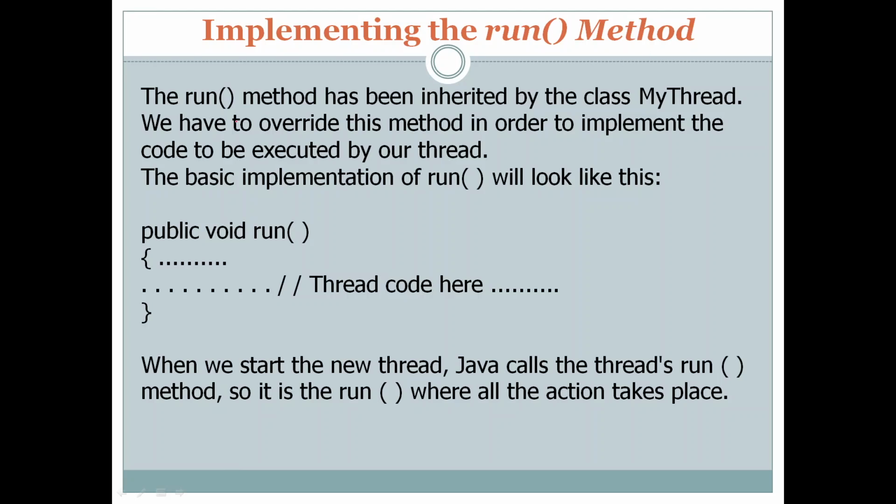Implementing the run method. The run method has been inherited by class MyThread. In the last example, we have to override this method in order to implement the code to be executed by our thread. To include the code in a thread, we have to override the method run, and include the code which we want to execute on the thread inside the run method. The basic implementation of a run method will look something like this: public void run, and inside the run we have some set of statements which we want to execute.